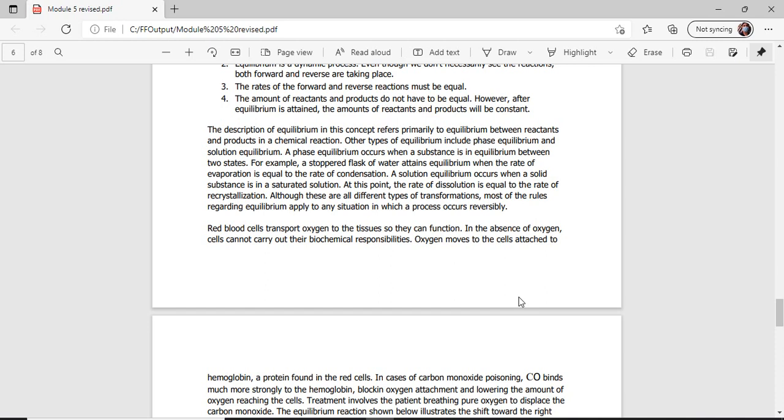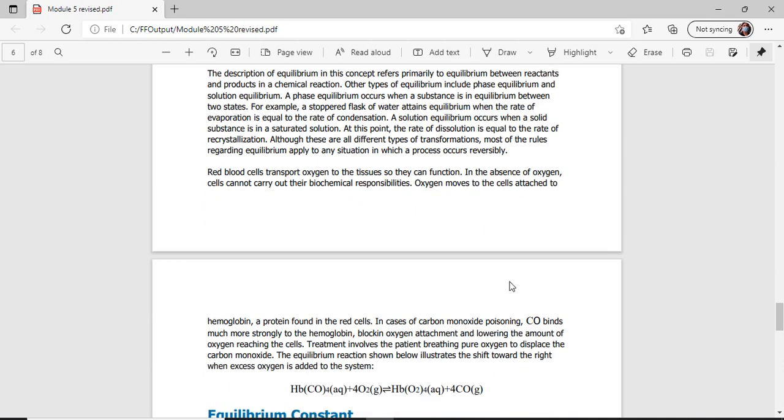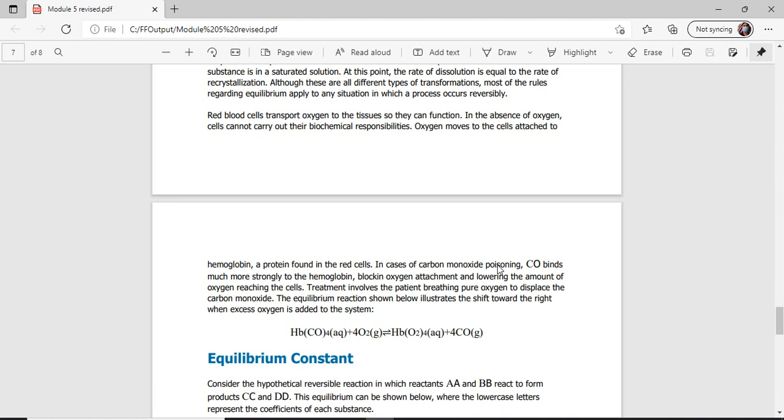Okay, in the absence of oxygen, cells cannot carry out biochemical responsibilities. Your oxygen moves to the cells attached to hemoglobin, a protein found in your red blood cells. In case of carbon monoxide poisoning, the CO binds much more strongly to your hemoglobin, blocking oxygen attachment and lowering the amount of oxygen reaching your cells. Then, treatment involves the patient breathing pure oxygen to displace the carbon monoxide.